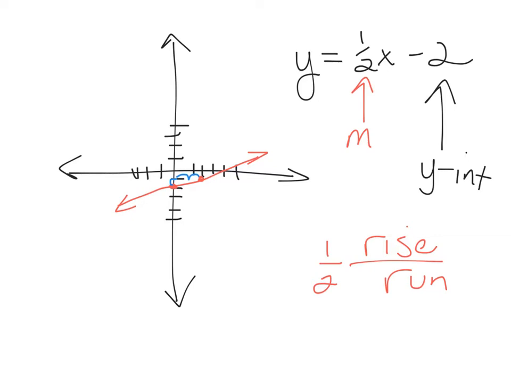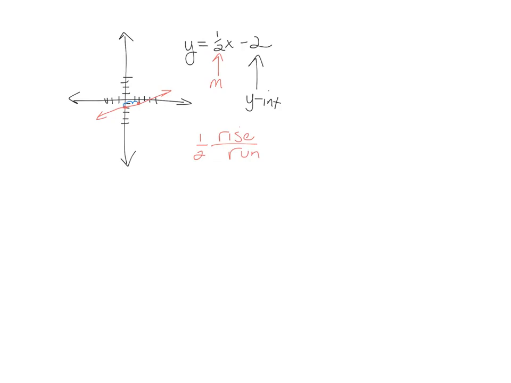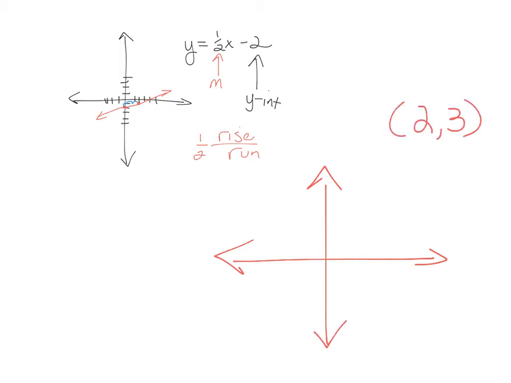Now, let's say you weren't given an equation, but you were given an order pair and the slope. So let's say the order pair they gave you was 2, 3 with a slope of 2. How could we make a line using that information? What could we do? Where would we start, Paula?